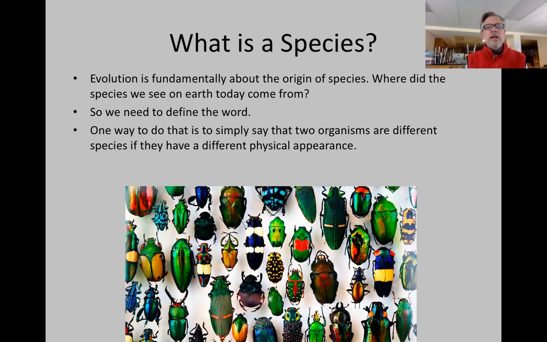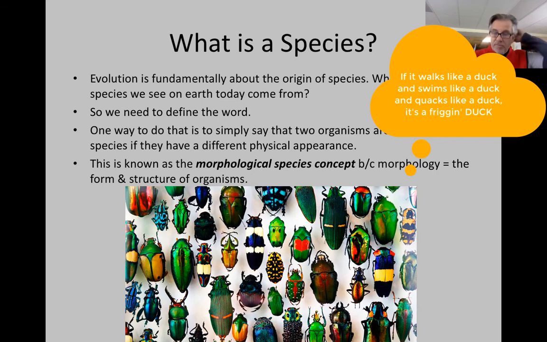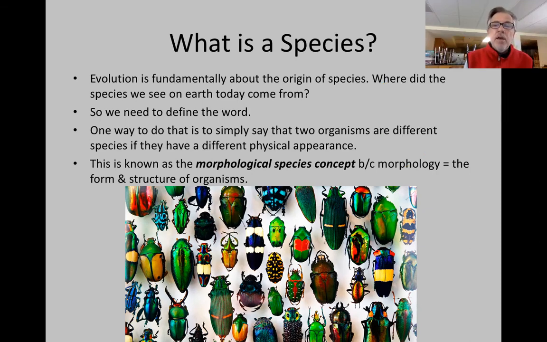And one way to do that is to simply say that two organisms are different species if they have different physical appearance. This is known as the morphological species concept because morphology is simply the form and the structure of an organism. So the first species concepts ever applied were morphological species concepts.